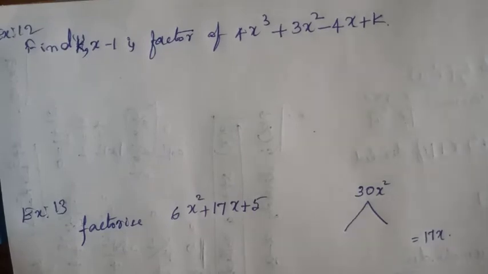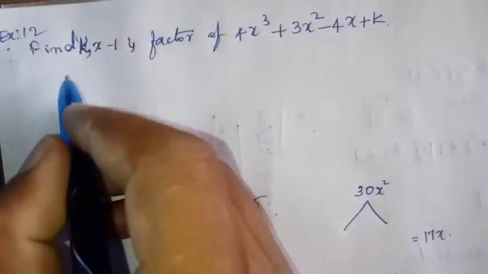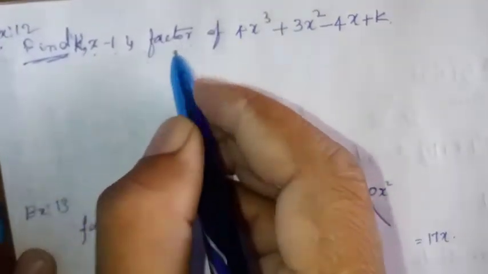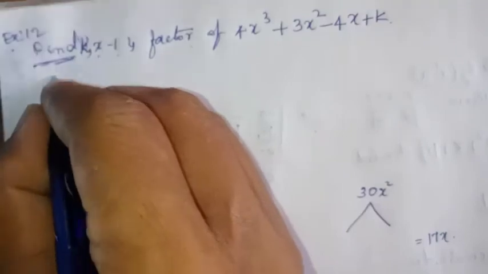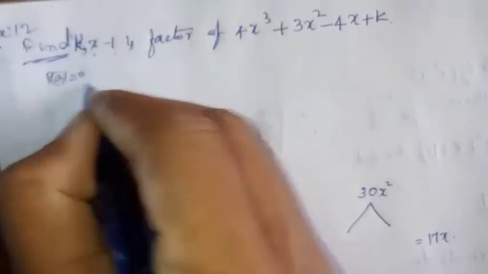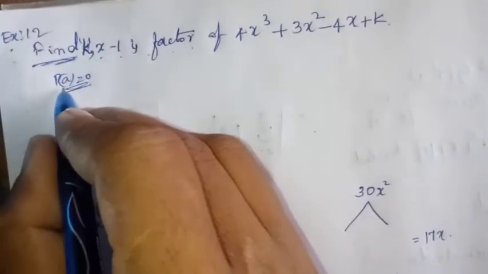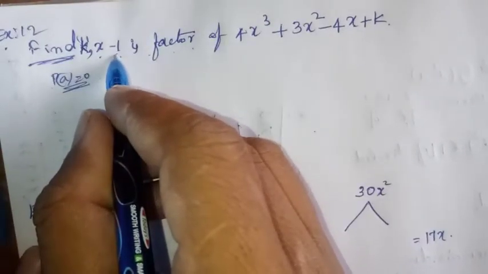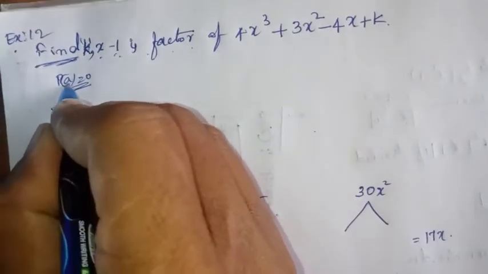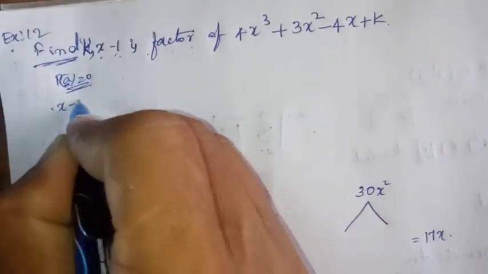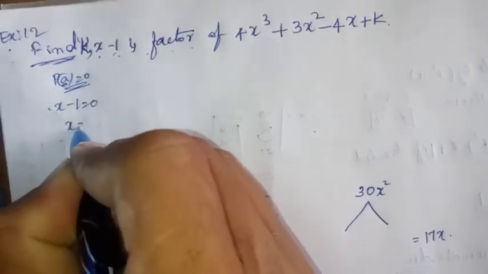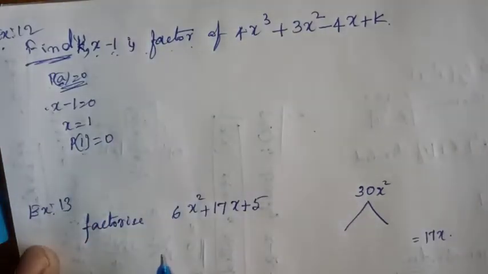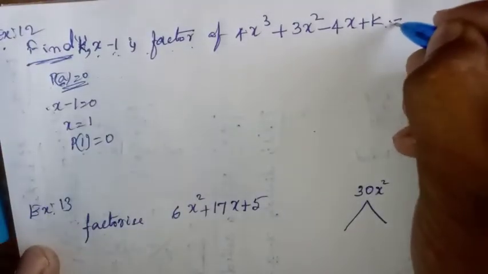Now I am doing the example 12 problem. Find the value of k if x minus 1 is a factor. x minus 1 is a factor means p of a is equal to 0. It's given that it's a factor. As per the factor theorem, if p of a is equal to 0, then only we call this a factor. Yes or no? Okay. Now for what value is it equal to 0? You know x minus 1 is the factor, so x is equal to 1. So p of 1 is equal to 0. It's given.